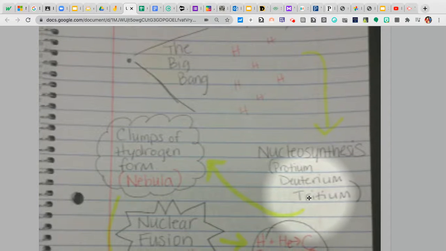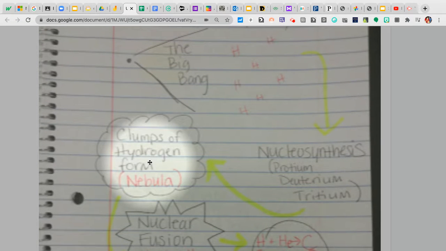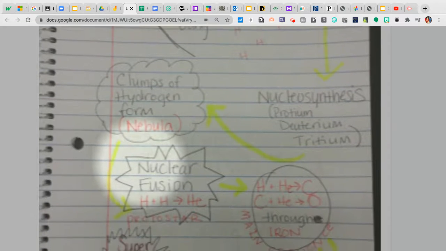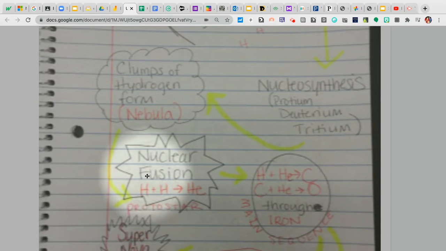From those, clumps of hydrogen started to form. And this forms within our nebula, our cloud of dust and gas in space. So those clumps of hydrogen started to form, and again, that is called a nebula. From the nebula, we started having nuclear fusion, those hydrogens starting to fuse together to form helium.